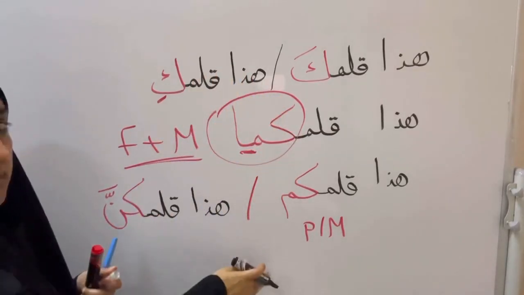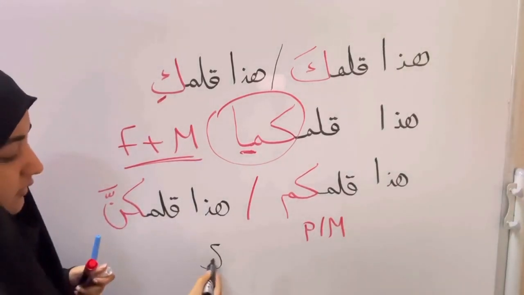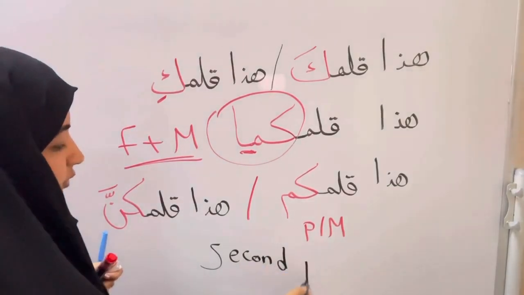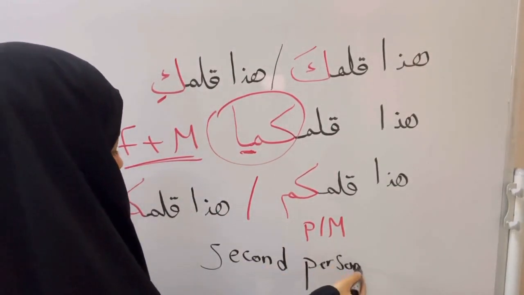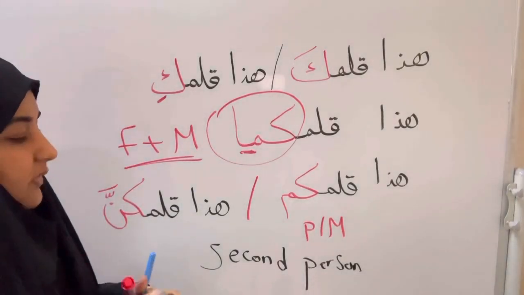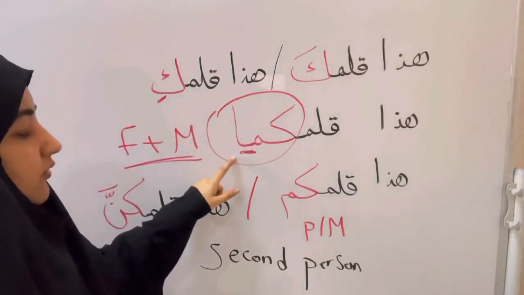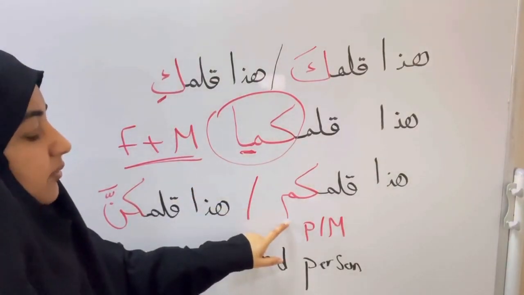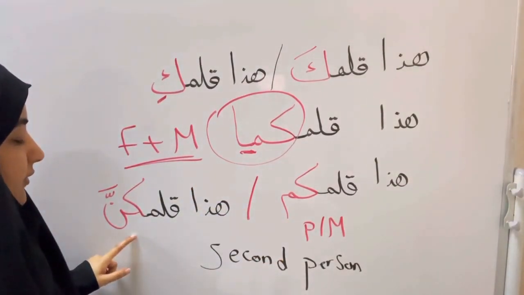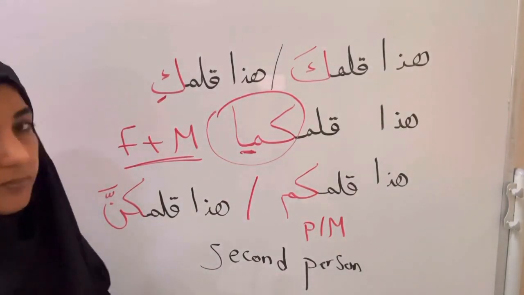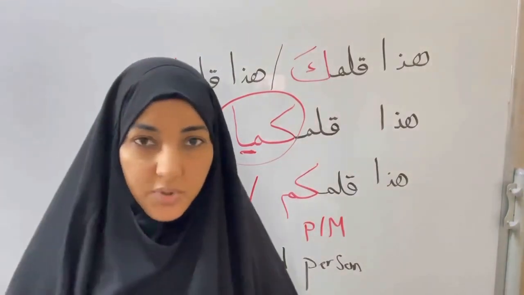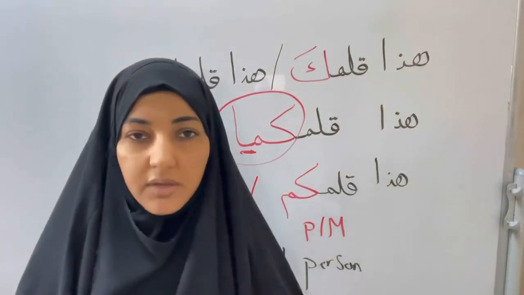All of these are second person, the hearer, the listener: singular masculine, singular feminine, dual masculine and feminine, plural masculine, plural feminine. So this is part number two. Let's go to part number three, third person. In this part, I'm talking about possessive pronouns for third person.